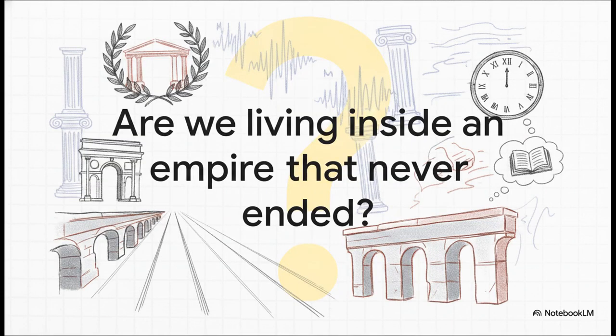So I'm going to leave you with this. Every time you look at a Roman numeral, or speak a word with Latin roots, or drive down a perfectly straight road, think about it. If Roman roads, laws, and languages are the invisible architecture beneath us today, are we still living inside an empire that never quite ended?